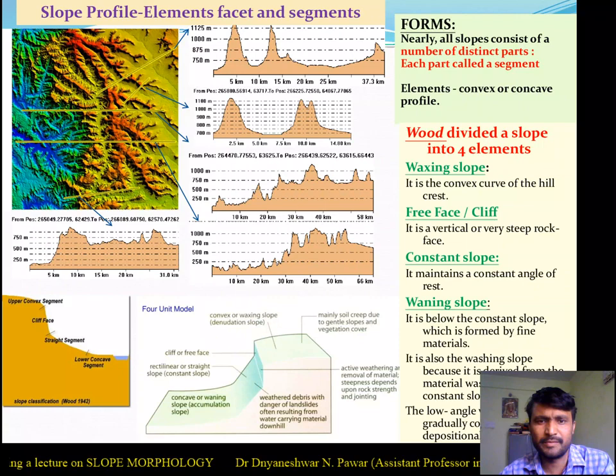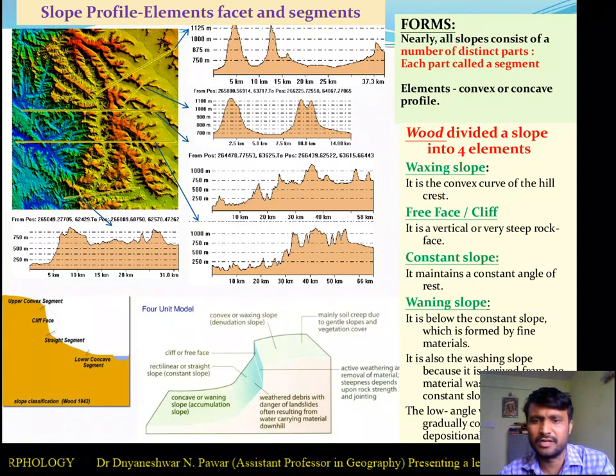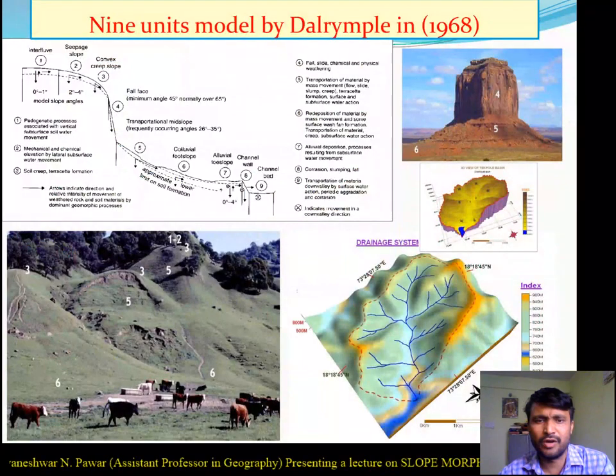Now what are the elements? Elements will be convex or concave in the profile, divided into four elements: waxing slope, which is the convex hill crest; free face, which is a vertical or very steep rock face; constant slope, which maintains a constant angle of rest; and waning slope, which is below the constant slope and is formed by fine material. Here this ideal profile is shown, and it is the ground reality. A slope segment does not always necessarily follow the pattern.